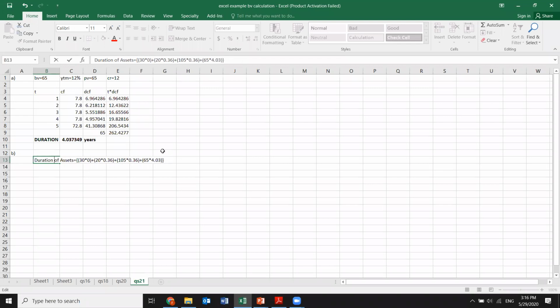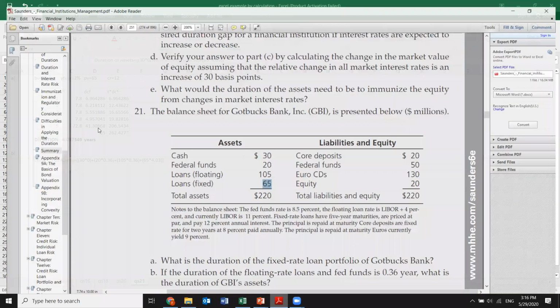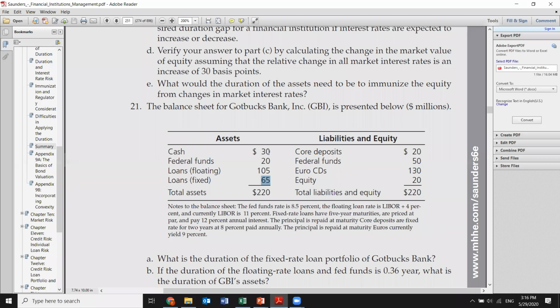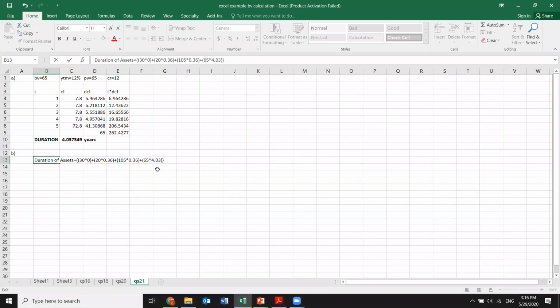If you take into consideration all the assets that we have, okay? We take the cash directly as zero. You may just ignore it. I just put it here. And Fed funds 20, loans floating 105, loans fixed 65. So if you just calculate, you should get, let me put it here: 20 times 0.36 plus 105 times 0.36 plus 65 times this.